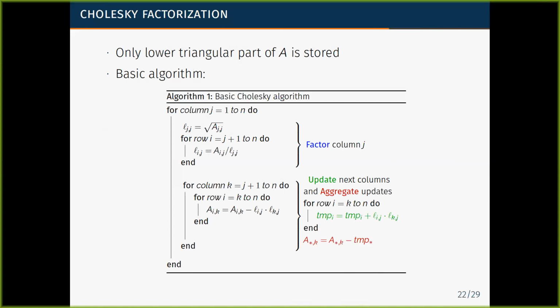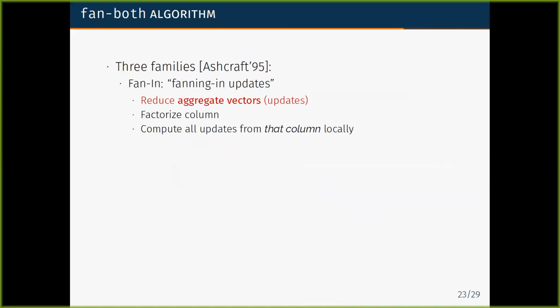So we have this factor, update, and aggregate. In the literature, the Cholesky factorization algorithms have been classified into 3 families. The Fan-in family: in a Fan-in algorithm, the processor which factors a given column is going to compute all the updates for the next column and put that into aggregate vectors, and then send those updates.